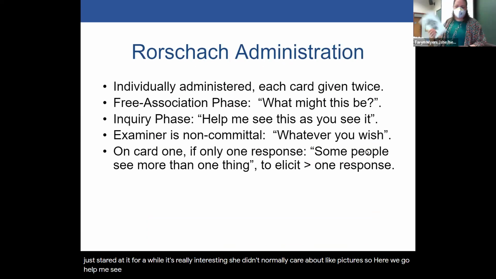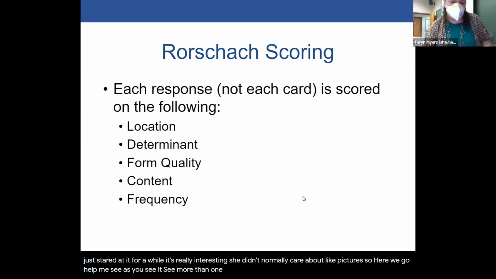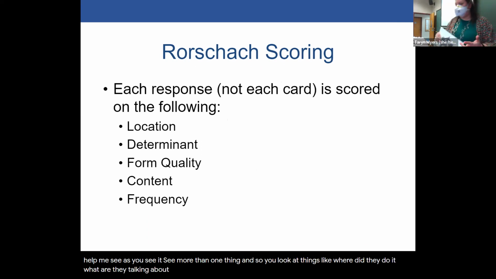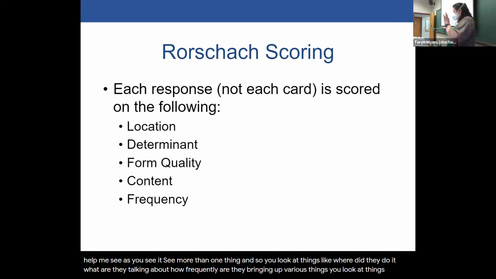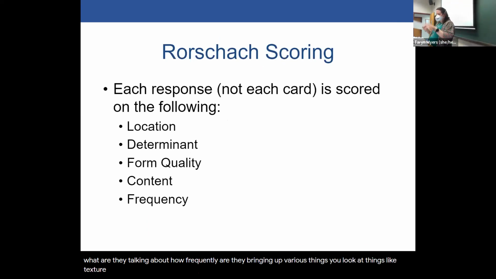Here we go. Help me see as you see it. Some people see more than one thing. And so you look at things like, where did they do it? What are they talking about? How frequently are they bringing up various things? You look at things like texture. If they mention that, that means something.